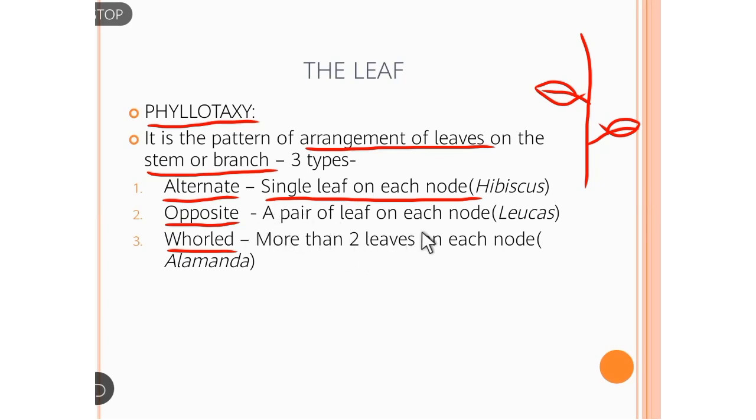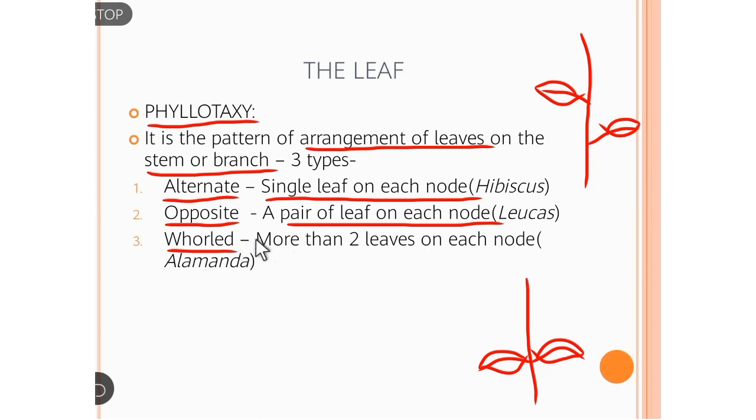In this case, a pair of leaves is borne on each node. Suppose this is the stem and this is a node. A pair of leaves, opposite to each other, are borne like this. So this type of phyllotaxy in which a node bears a pair of leaves is known as opposite phyllotaxy.